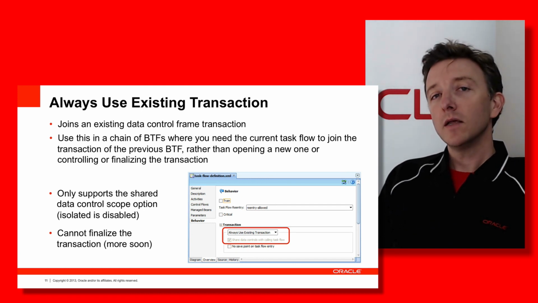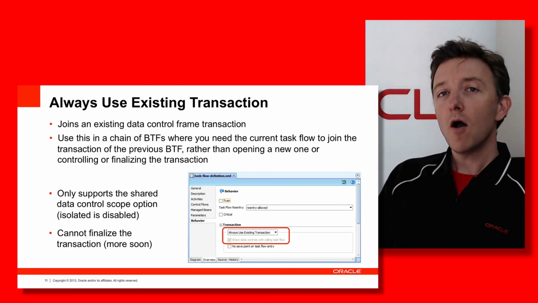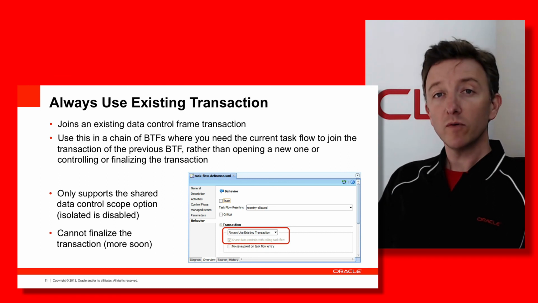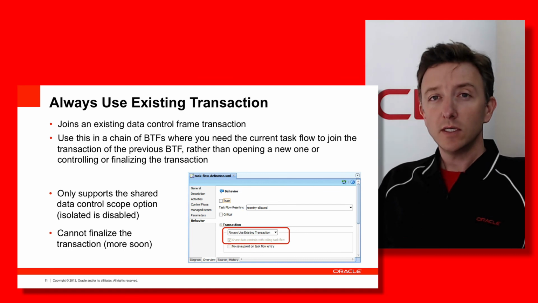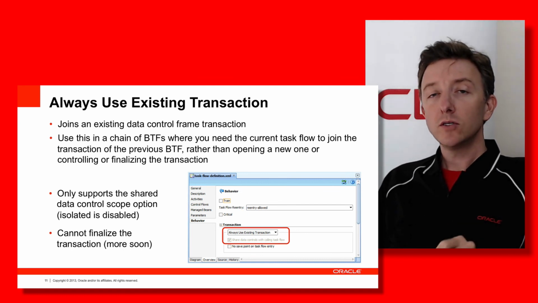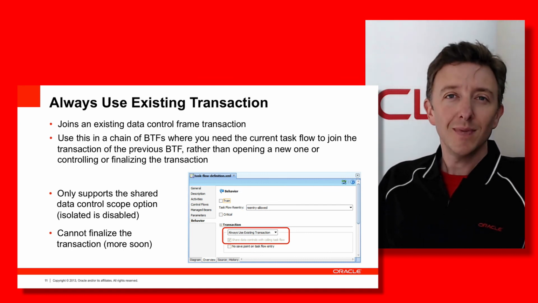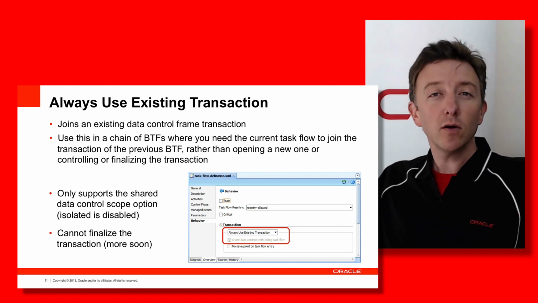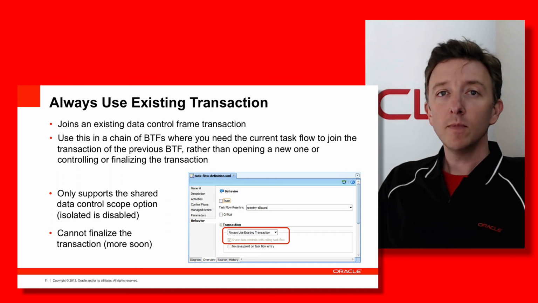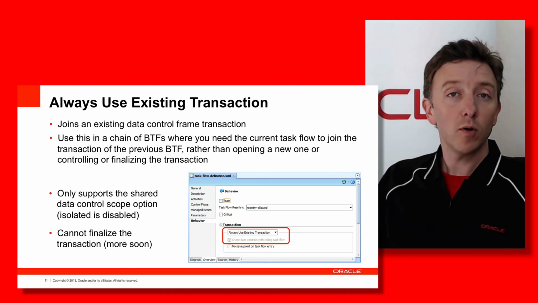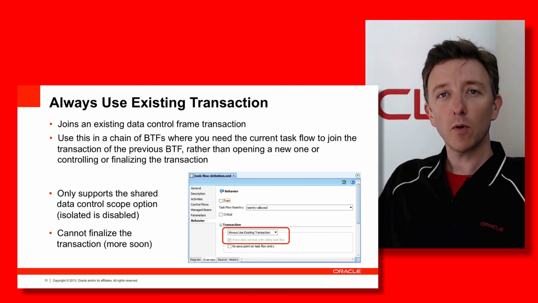Now you might get a little hint here as well of what options we have available for the data control scope. In the context of the always use existing transaction option, the data control scope option will in fact be disabled. Okay, so you cannot change it at design time. In addition, at design time, it will be already selected, or ultimately the shared data control scope option is picked for you.